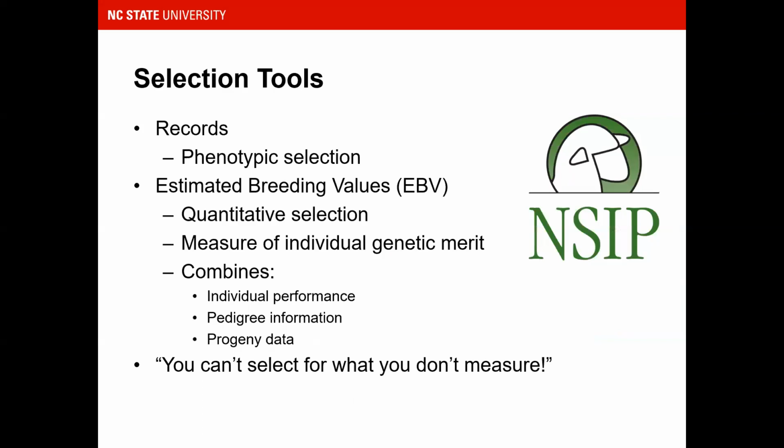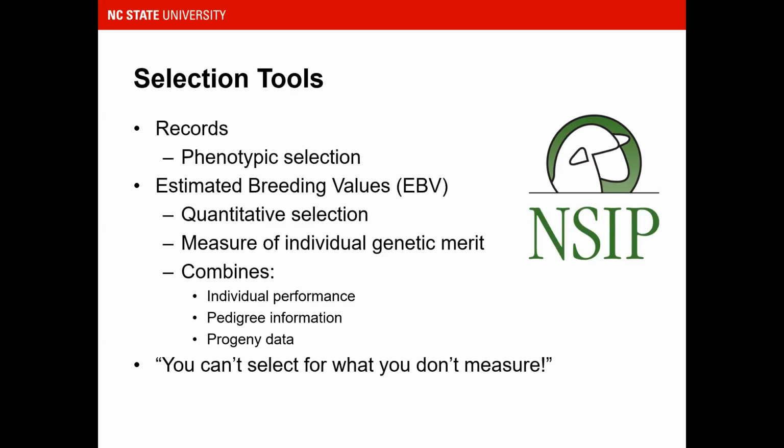So in terms of our selection tools, traditionally we've done phenotypic selection. It's just measuring phenotypes, whether that be fecal egg counts or other performance measures, and selecting individuals that have those better phenotypic traits. But we have much more powerful tools than that now. We have tools that we can select much more accurately with, and those would be estimated breeding values. And we can use those for quantitative selection.